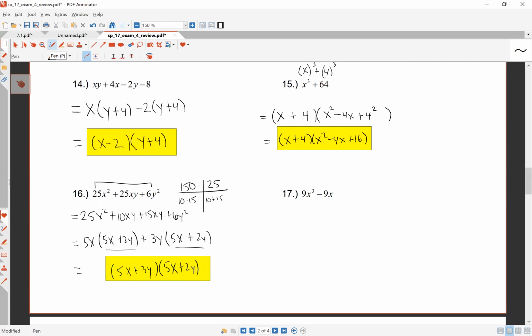Seventeen's a binomial. We got some squares and cubes in there, so that means the GCF needs to come out first, which is 9x. When I take 9x off of a 9x cubed, I'm left with x squared minus 1. x squared minus 1 is x minus 1 and x plus 1.